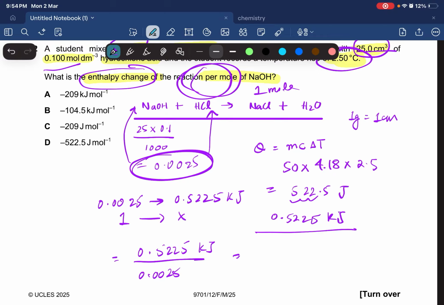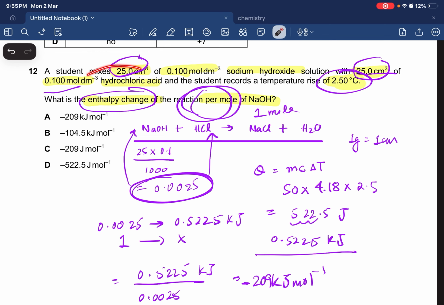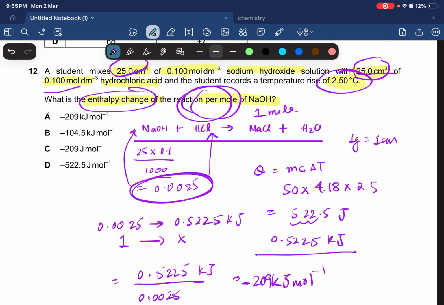Let's check, is our answer correct or not? 209 kilojoules per mole. Now you have to be careful about this sign. Whenever your temperature is rising, just think about yourself: is it going to be a negative or a positive enthalpy change? Definitely a negative enthalpy change. Why? Because your temperature is rising, you're releasing heat, and moreover, you should know this is a neutralization reaction we're dealing with. So it's negative 209. That's my answer.